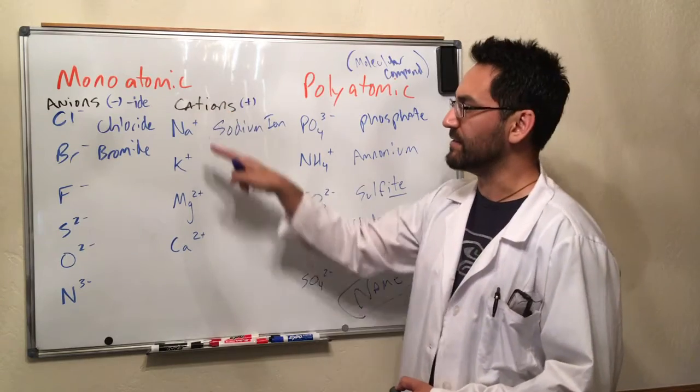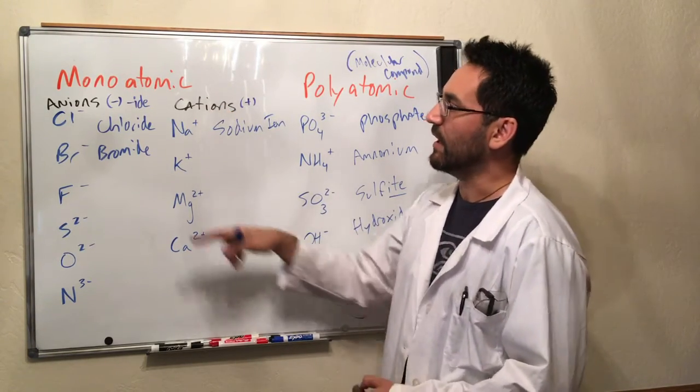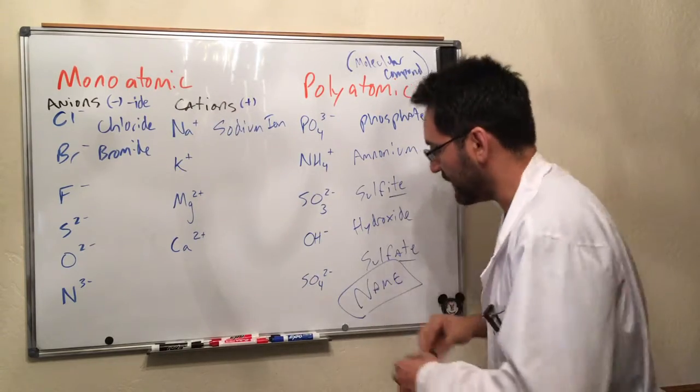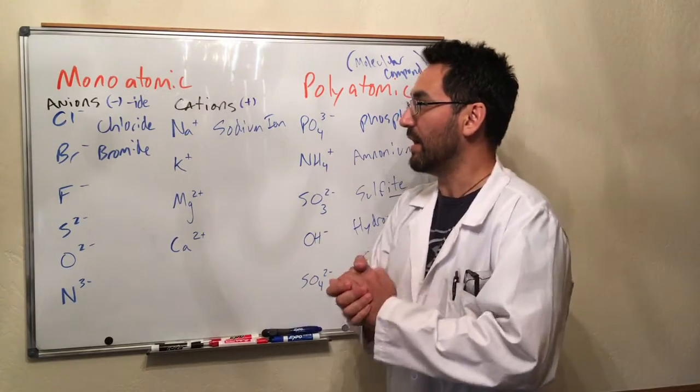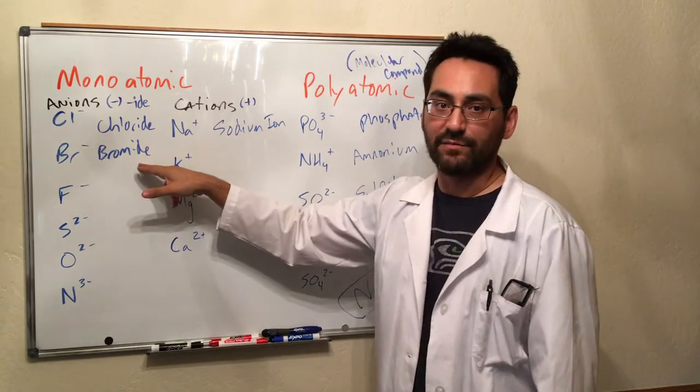Monoatomic cations, it's the name of the element followed by ion, calcium ion. And for anions, it is the name of the element with the -ide ending. So bromide instead of bromine.